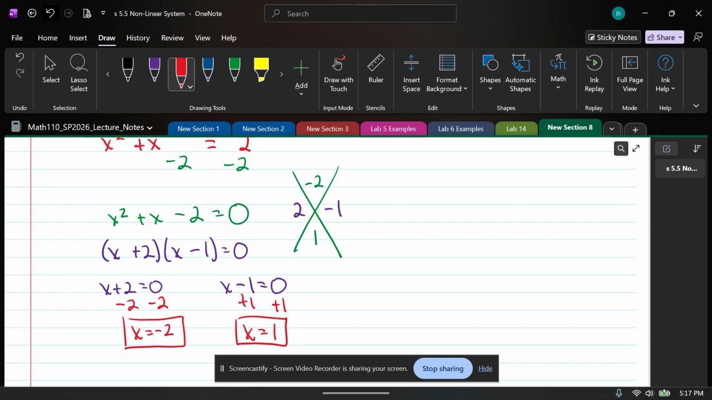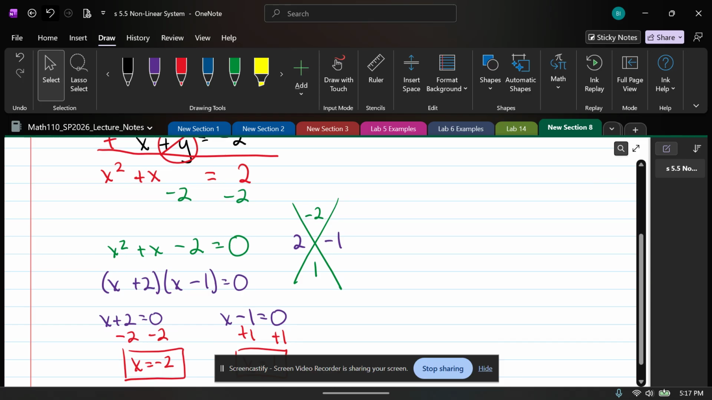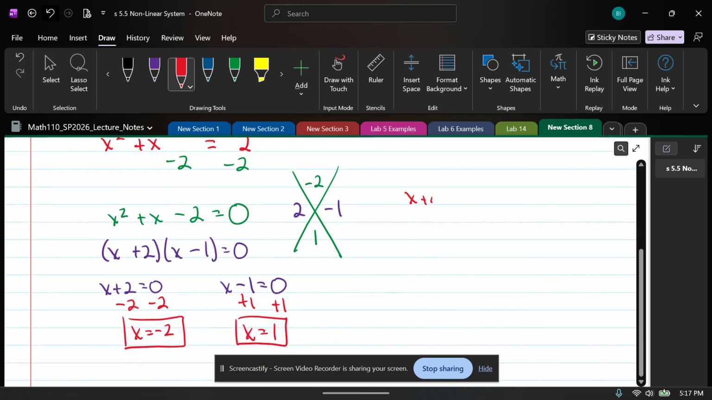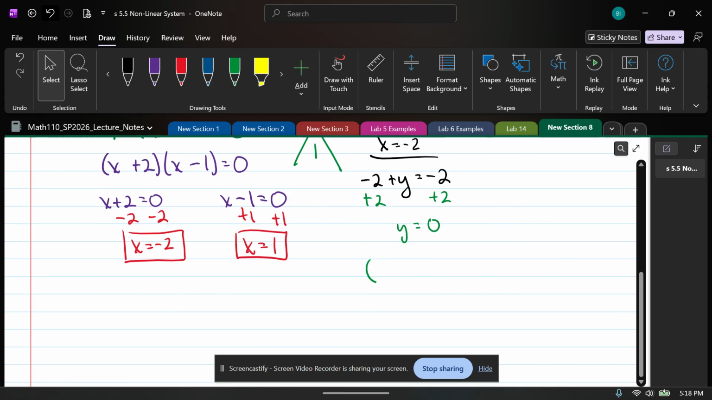To find the y answers, I go back to my original equations. It doesn't matter which one you go back to. I'm going to go back to the second one. I'm going to use x plus y equals negative 2. And I'm going to plug in x equals negative 2. That's going to be negative 2 plus y is equal to negative 2. I'm going to add 2. What's y equal there? 0. So that one is going to give me the ordered pair, negative 2, 0.